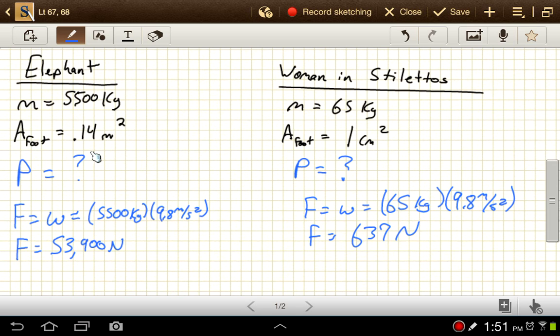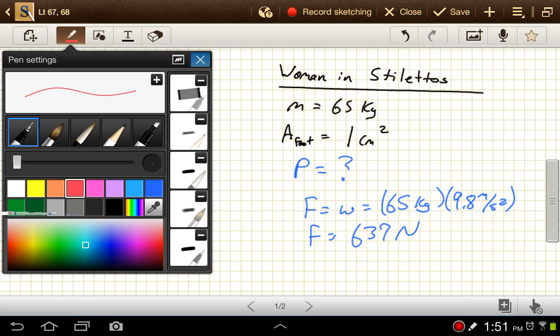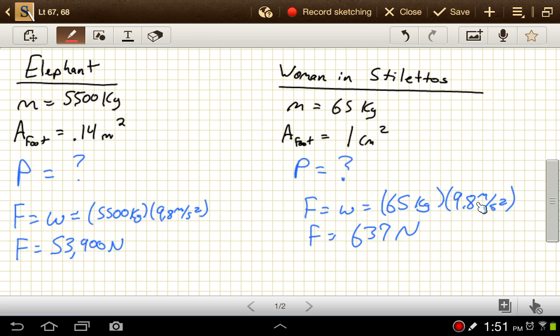Now I see I've got 0.14 meters squared here and 1 square centimeter over here. So I do need to do a conversion. So I'll convert the square centimeters. We'll put them both in square meters, then we can get pascals for our answer.